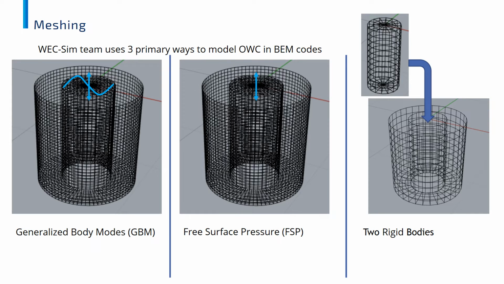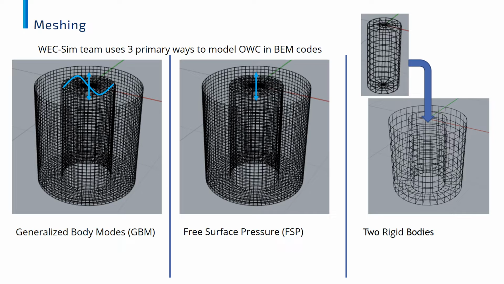Now recalling the WEC-Sim workflow, the first step of getting a WEC-Sim model is getting a set of boundary element method coefficients suitable for your geometry. Now for an oscillating water column type device, the WEC-Sim team has used three different ways to arrive at these coefficients. Beginning at the far right, perhaps the most intuitive is to treat the internal water column and the surrounding solid body as two separate rigid bodies, wherein the relative motion between them is what is explicitly considered.